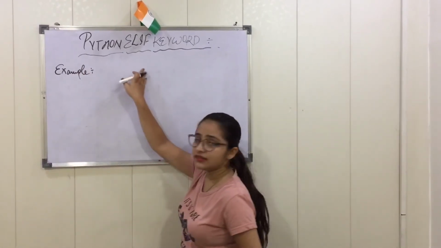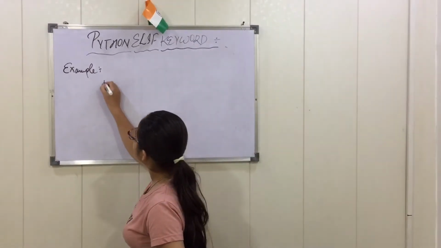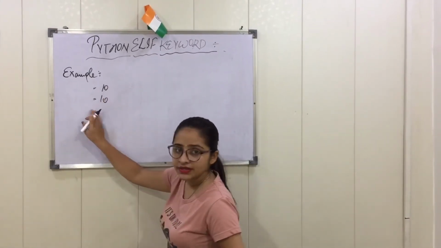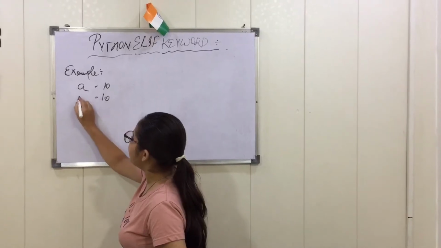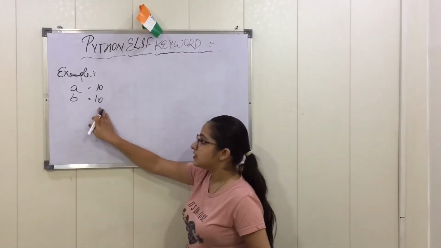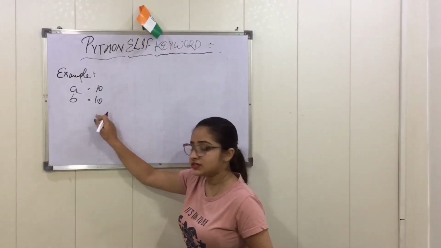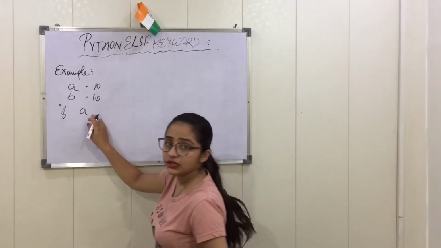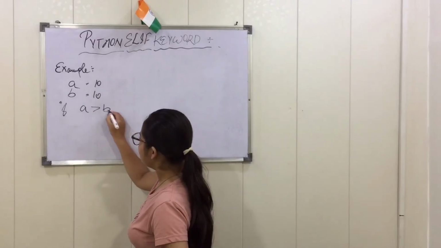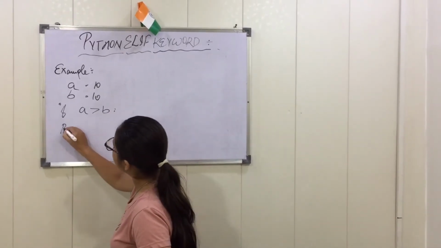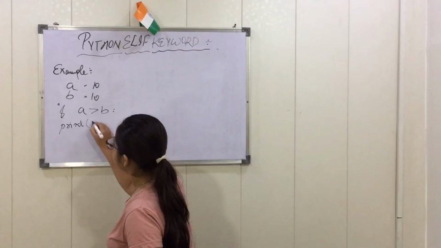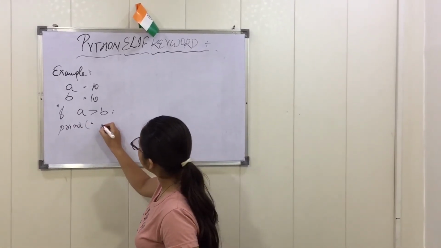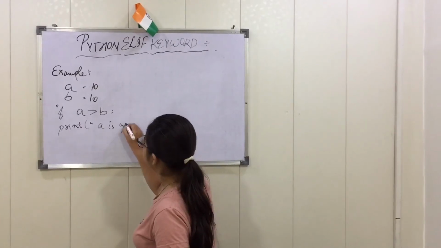The example of the elif keyword is as follows. First of all, I have taken values and I am putting these values into variables. Suppose my first variable is A and the second one is B. Now I will go to the if conditional statement, in which I am asking that if my A value is greater than B, then print. I am using the print function: if this condition is true, then print that A is greater.